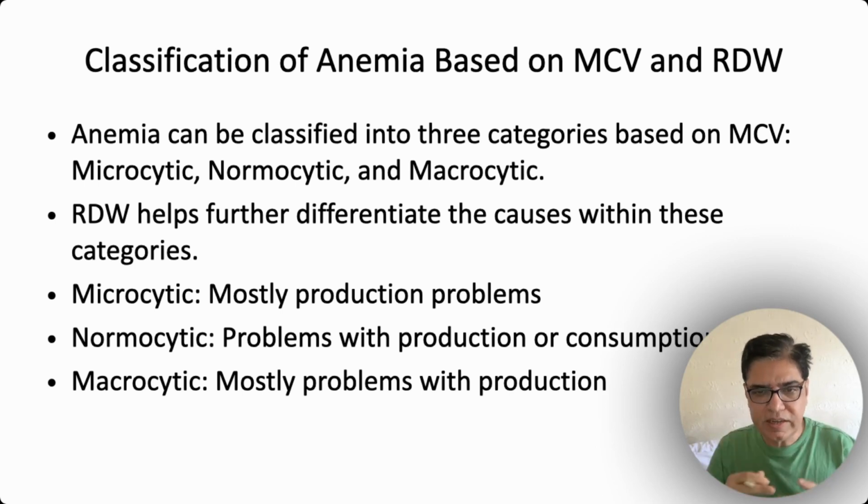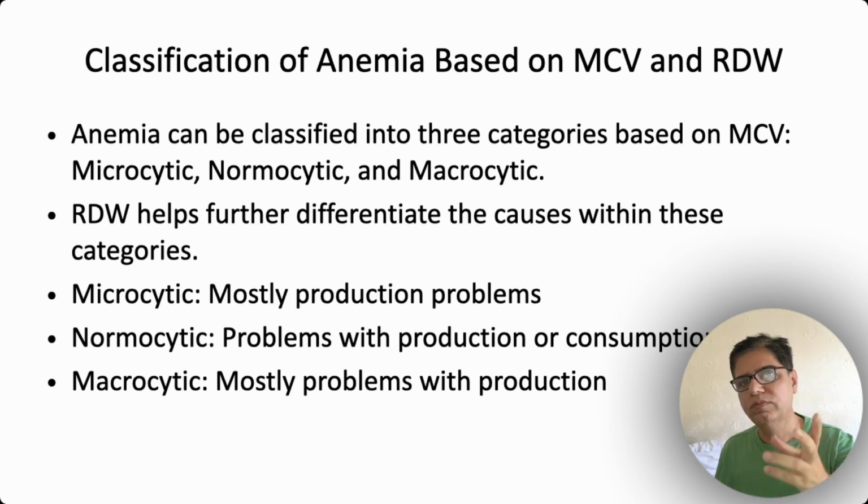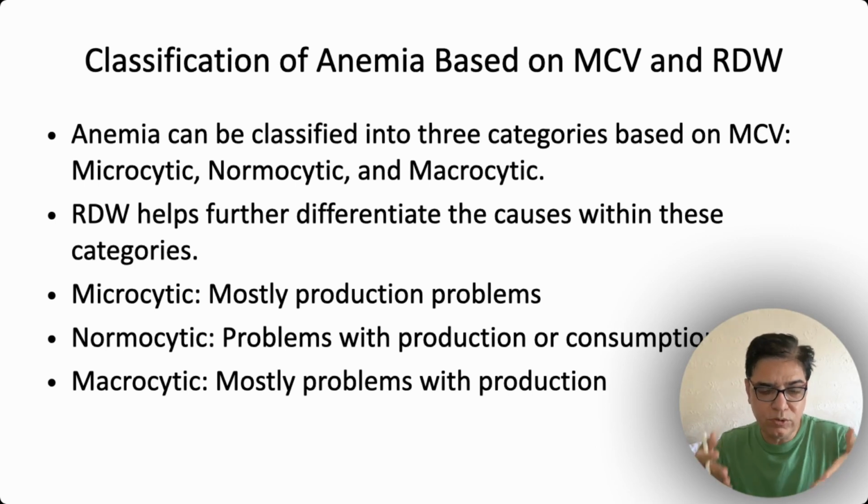Then all these anemias would be having either a normal red cell distribution width or an increase. So if you've got three categories, microcytic, normocytic, macrocytic, and each one has got two further categories where the red cell distribution width is normal or increased, normal or increased, normal or increased. So you have got now what? Six groups.